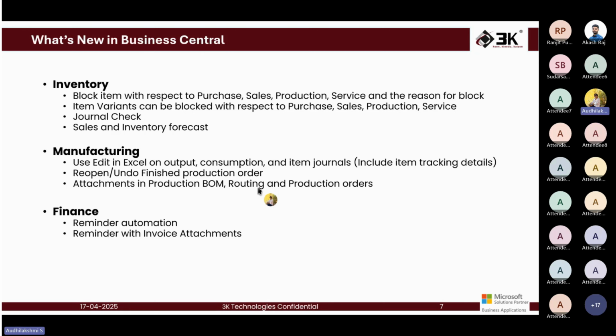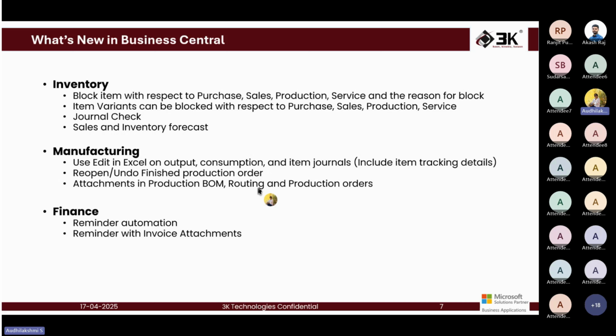The next one is with respect to manufacturing. In manufacturing, we have a few enhancements. One is edit in Excel. Edit in Excel was there previously, but with respect to manufacturing, we have an additional feature called edit in Excel for journal lines, wherein when we click edit in Excel, it also includes the item tracking details.